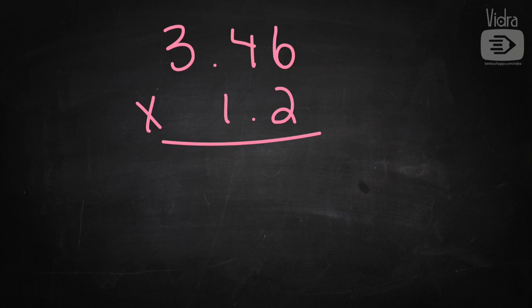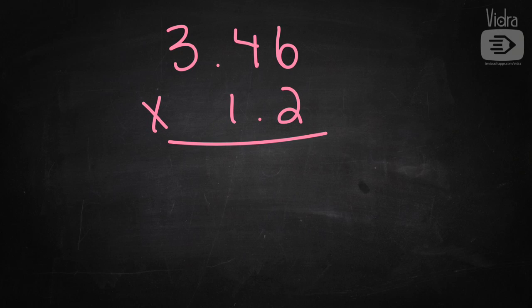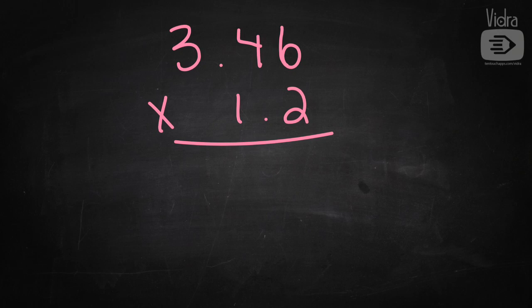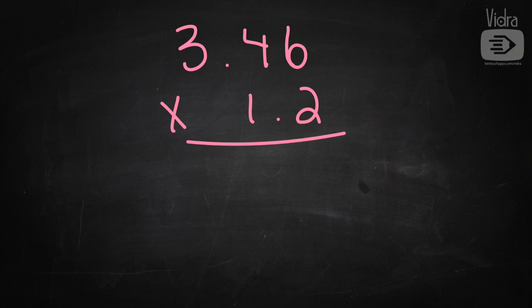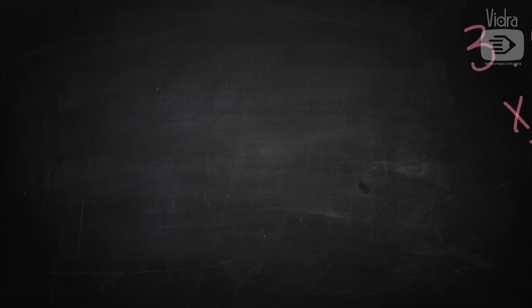So what this means is, if you look at your whole problem and look at all the numbers that are written after the decimals in the problem, there are 3 of them. The 4, the 6, and the 2. That means my answer will have 3 digits written to the right of the decimal in the product, the answer to the multiplication problem. Okay, so fill in the blanks and show where the decimal goes for this problem.